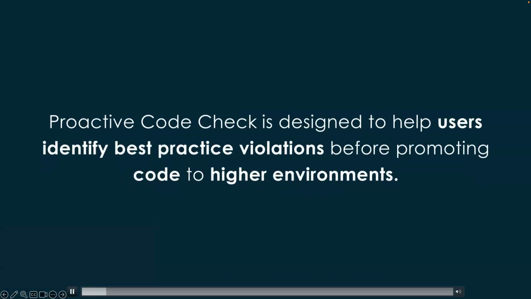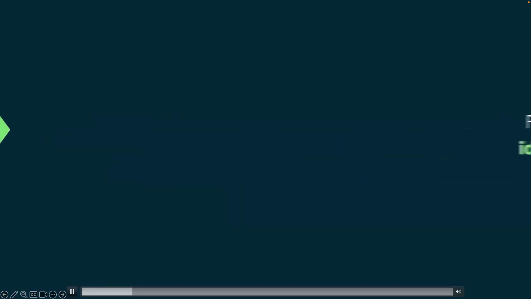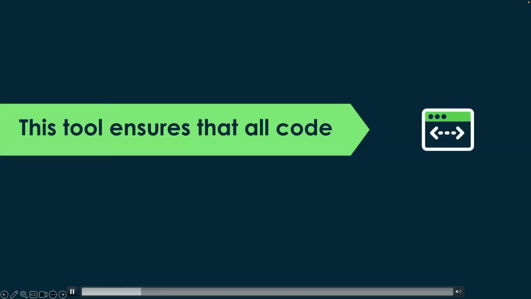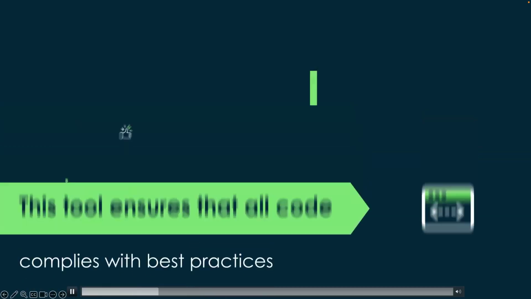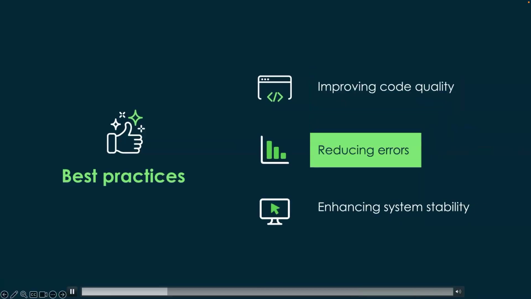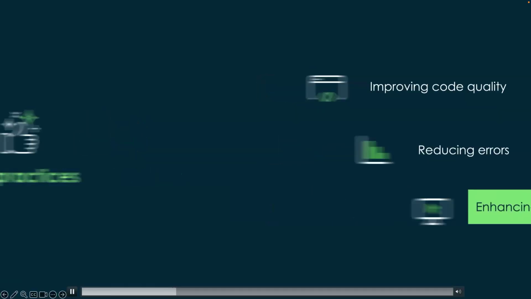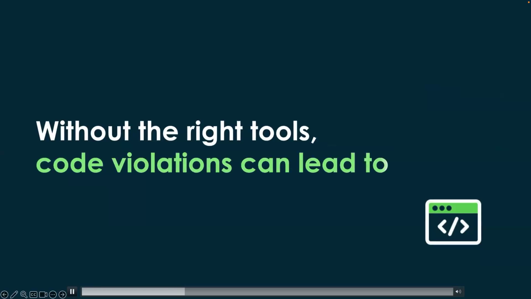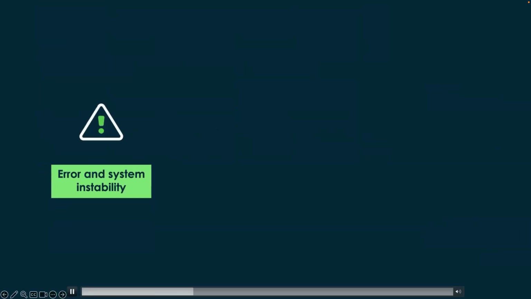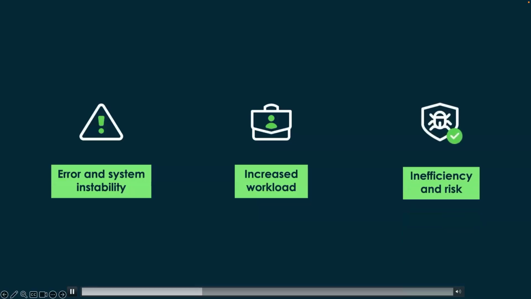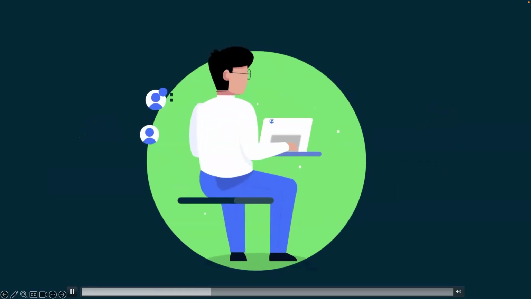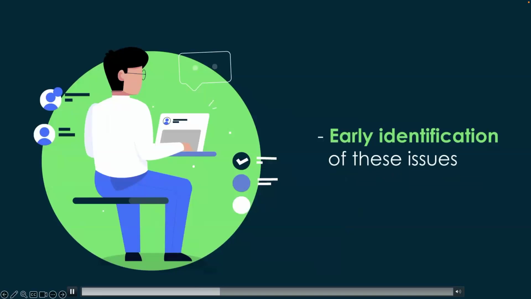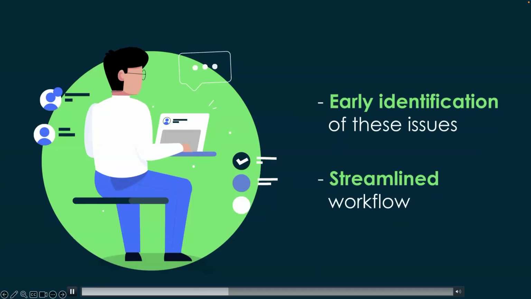Proactive Code Check is designed to help users identify best practice violations before promoting code to higher environments. By catching issues early, this tool ensures that all code complies with best practices before reaching production, improving code quality, reducing errors, and enhancing system stability. Without the right tools, code violations can lead to errors and system instability, increased workload, and inefficiency and risk. Proactive Code Check can ensure early identification of these issues and streamlined workflows.